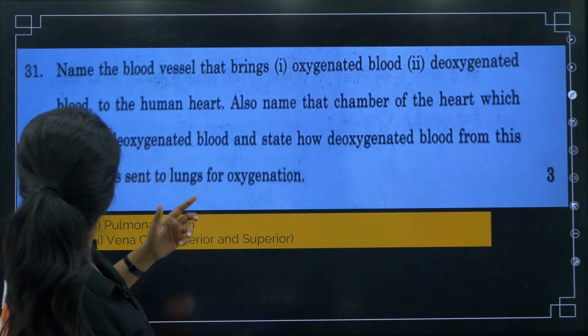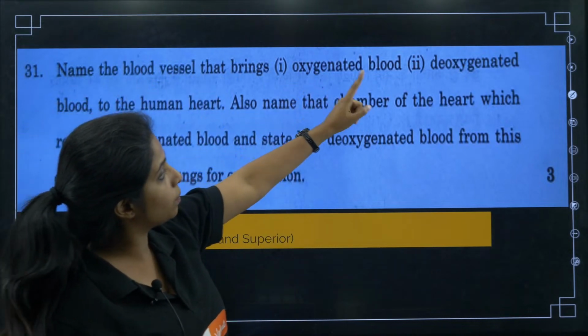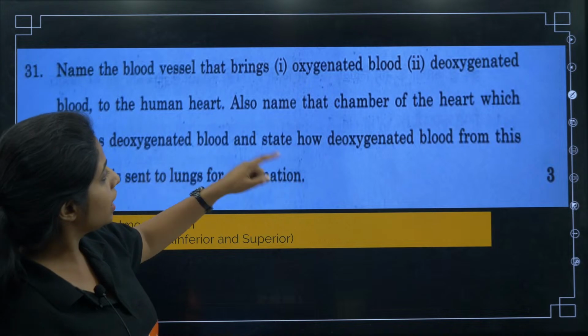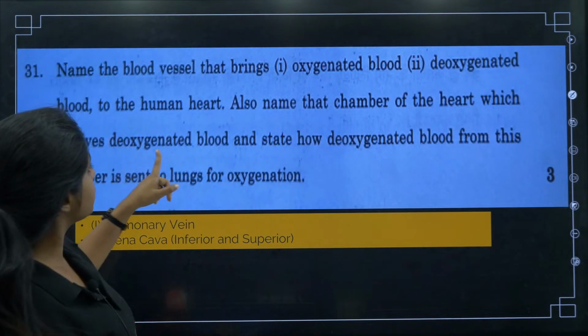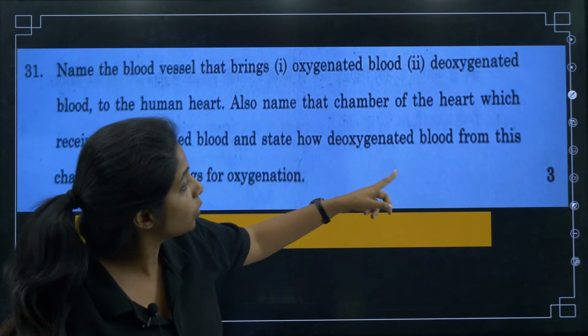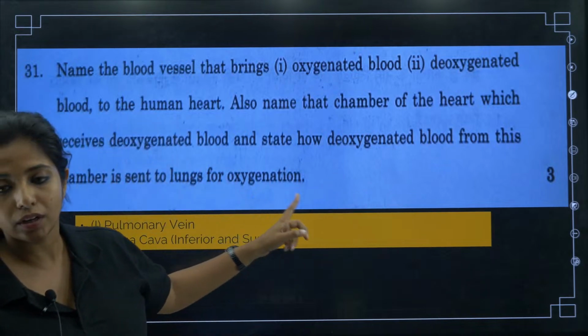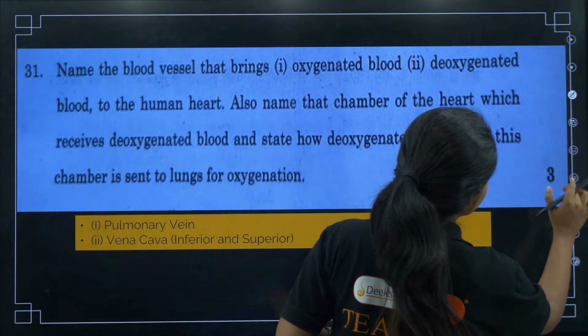And now, the next question. Name the blood vessel that brings deoxygenated blood to the human heart, and also name the chamber of the heart which receives deoxygenated blood, and state how deoxygenated blood from this chamber is sent to the lungs for oxygenation. Very simple, I am not telling you the answer directly.